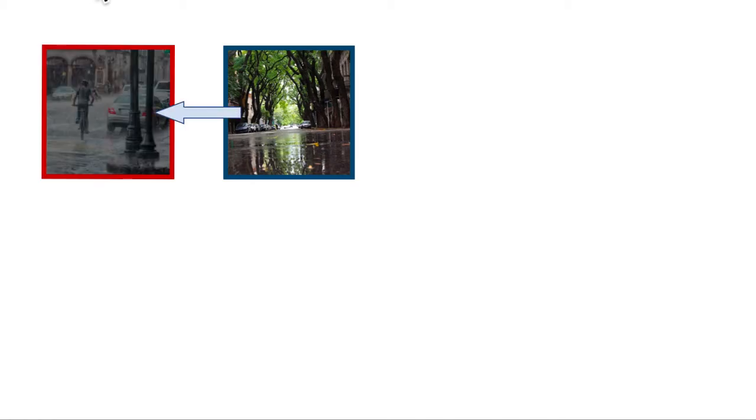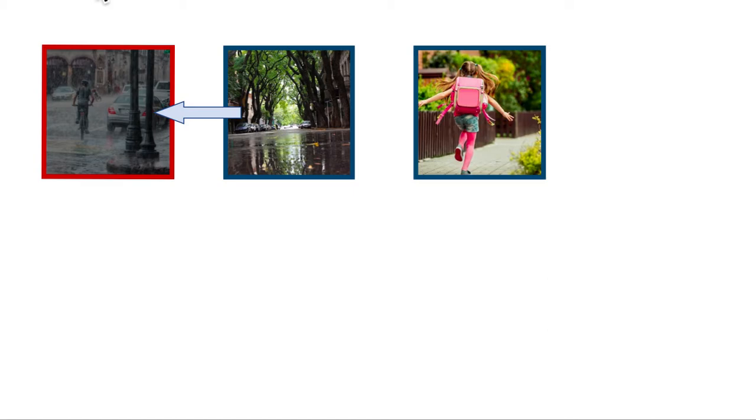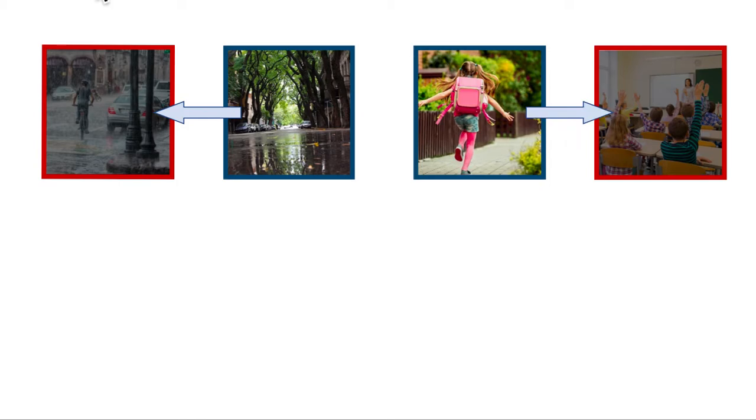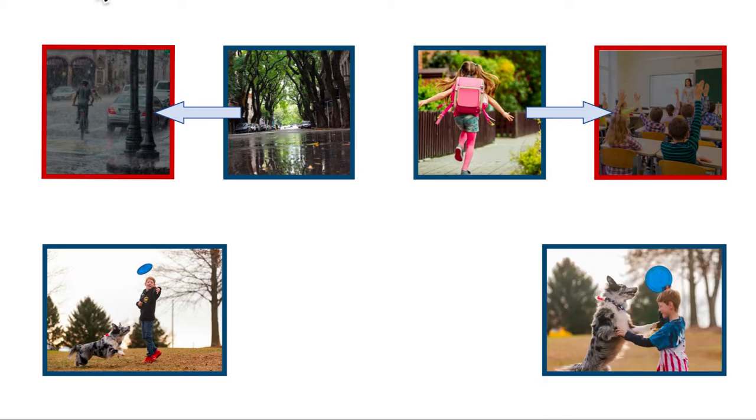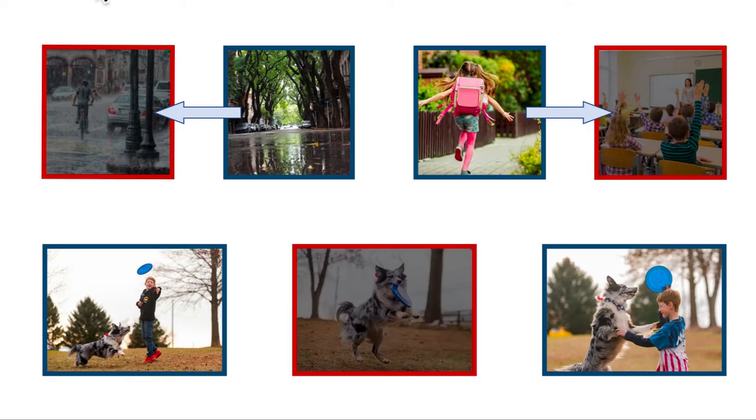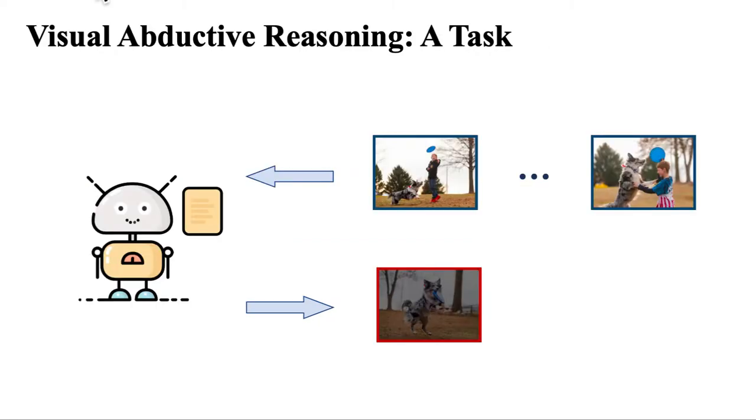For illustrative examples, if you see that the road is wet, you may infer that it rained earlier. In the morning, you find that your sister leaves home hurriedly, then you may conclude that she will be late for class. And if you see that a boy threw the frisbee out and his dog is running after it, and later you find that the frisbee is in the boy's hand, you can imagine that the dog just called the frisbee back. What we have done is to infer the most probable explanation to what we observed in vision, and that is visual abductive reasoning.